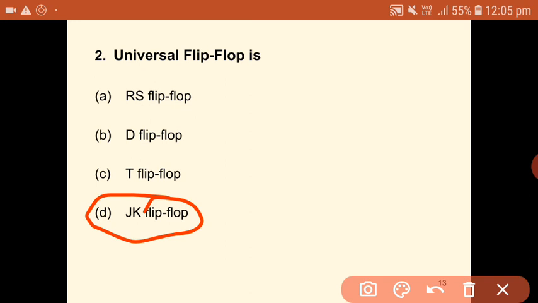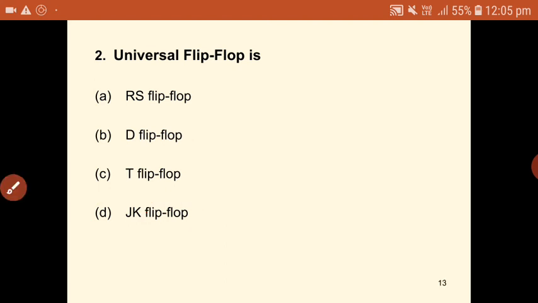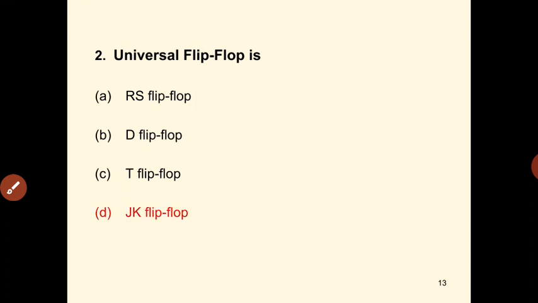Next, the universal flip-flop is the JK flip-flop. This we are going to discuss in the next lecture. For the time being, remember, universal logic gates as NAND and NOR gates, and universal logic circuit as multiplexer in the case of combinational logic circuits, and in the case of sequential logic circuits, the universal flip-flop happens to be the JK flip-flop. JK flip-flop is the universal flip-flop because by using the JK flip-flop, any other flip-flop can be realized, whether it is D or T or RS flip-flop. That's why JK flip-flop is a universal flip-flop. Option D is correct.